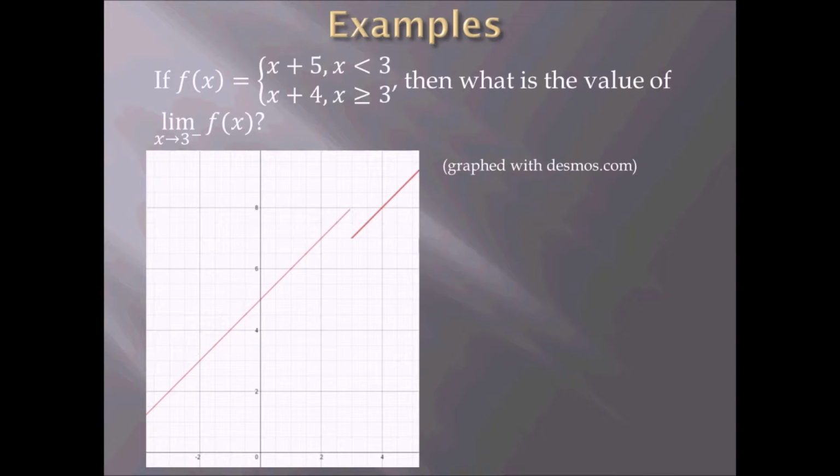So here we have a graphical representation of it. I used Desmos.com to graph this. As you can see, on the left of x is equal to 3, you have the equation of the line x plus 5, and on the right of x is equal to 3, you have the equation of the line x plus 4. So basically what this means is, as x approaches 3 from the left, what value does y approach? And as you can see, as x approaches 3 from the left, y approaches 8, so the answer is 8.